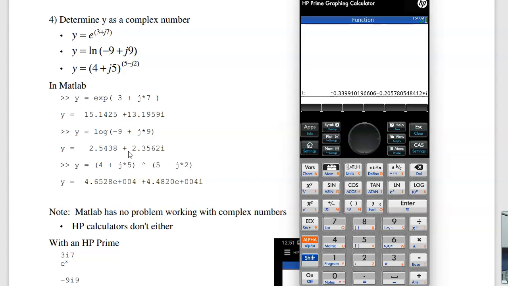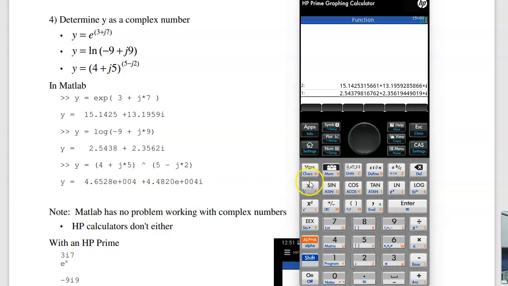I can also do other operations with complex numbers. In Matlab, e to a complex number is a complex number. The log of a complex number is a complex number. A complex number raised to a complex number is a complex number. Easy with an HP also. I just take 3 plus j7 to e to the x, that's right here, 15.14 plus j13.1. Minus 9 plus j9, take the log, right there, 2.54 plus j3.5.